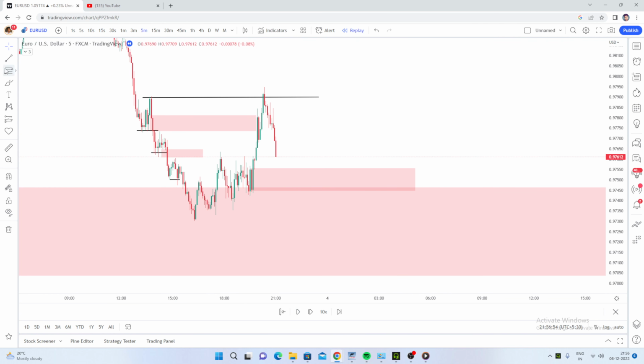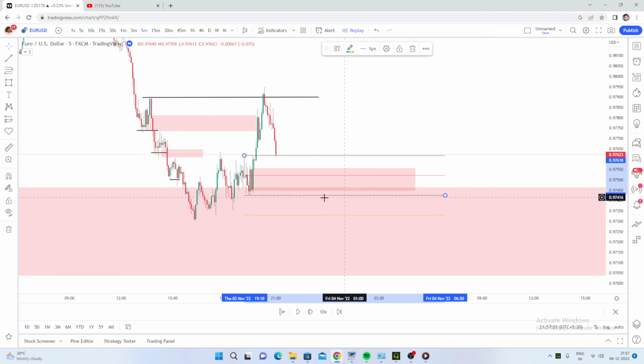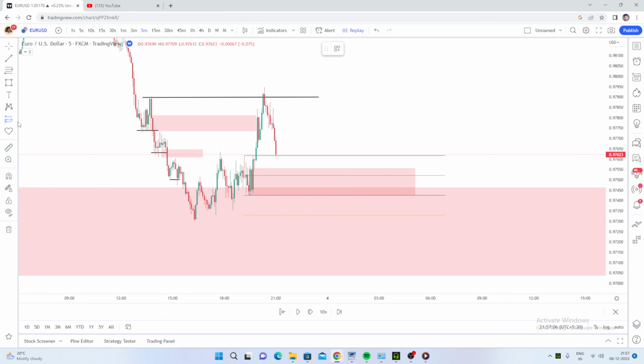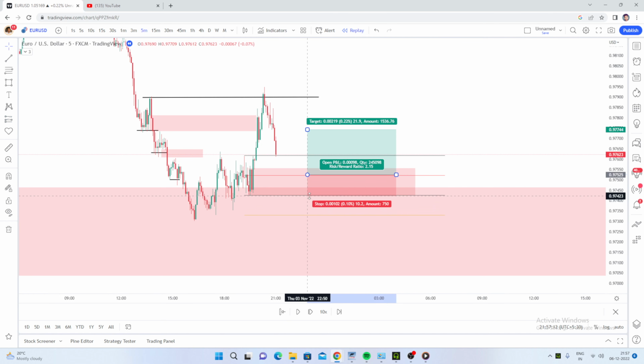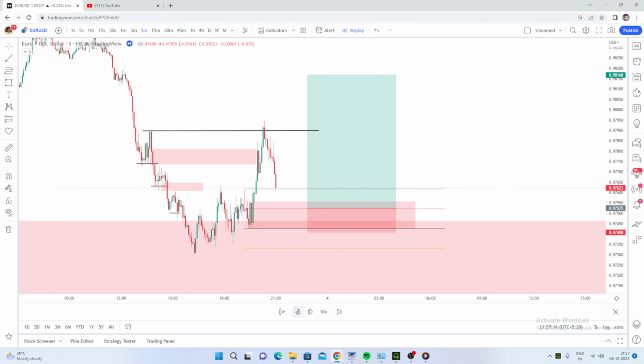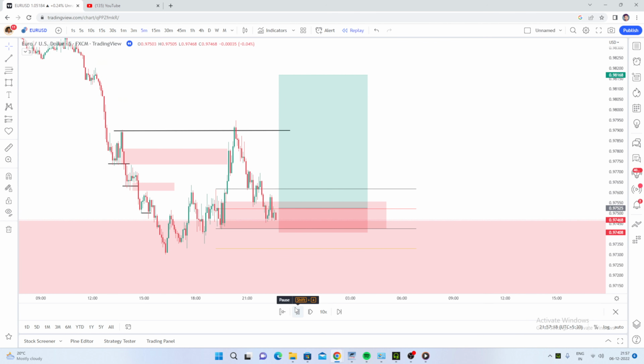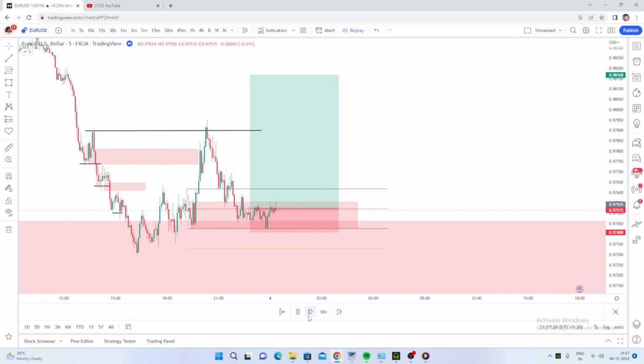Now the structure is broken. The structure was broken by this origin order block. Now we will use this whole range as order block. So this will be our entry. This is our stop loss. And as we can see, the price has already shifted to the buy side. We will use this order block and leave a little bit of space over here. So this is our entry.